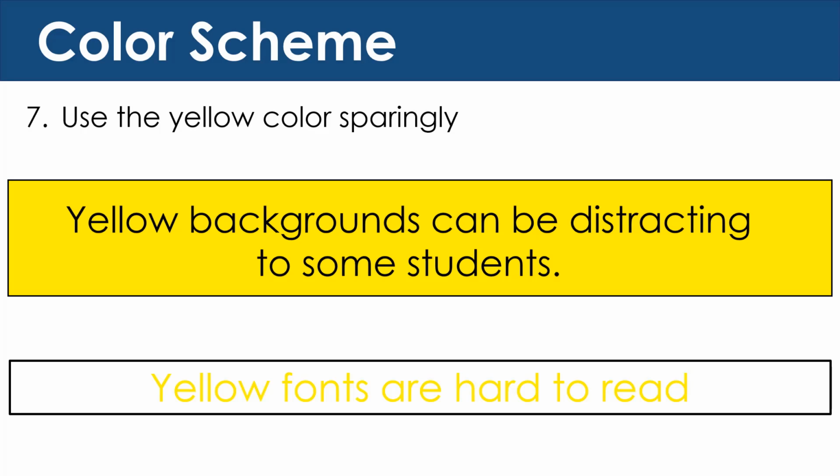Tip number 7 has to do with the color yellow. Yellow is bright and cheery, but can be very distracting for some people. Yellow backgrounds on any visual presentation can be distressing and distract students from learning. Yellow font against a white background can be very difficult to read. Use the yellow color sparingly when designing for all users.